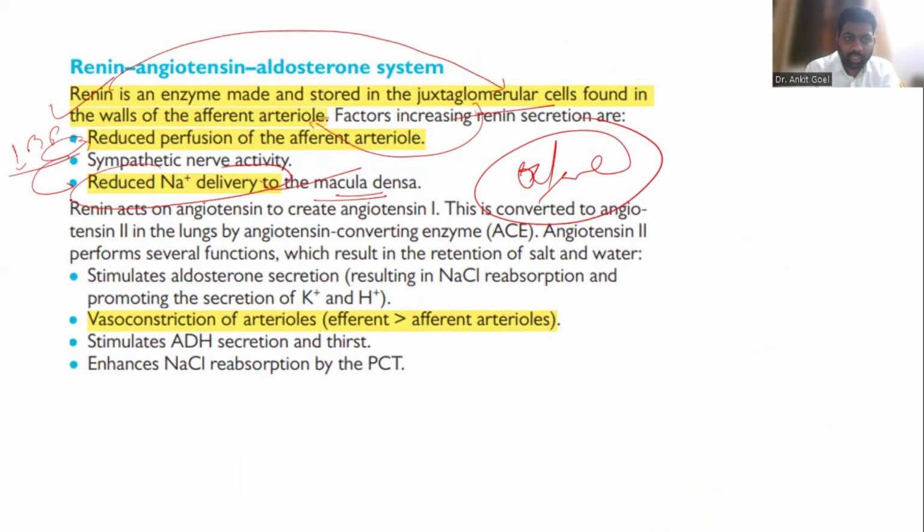What is the action? It will cause vasoconstriction of the efferent arterioles mainly, so that if the efferent is obstructed, the GFR will increase, and sodium will increase. All this stimulates aldosterone and stimulates ADH, so that more water enters the blood. So this is the basic principle of the RAAS system.